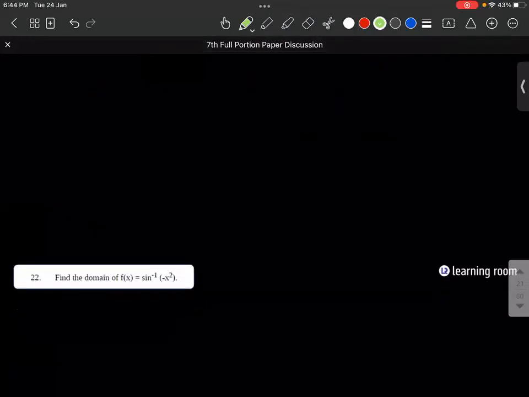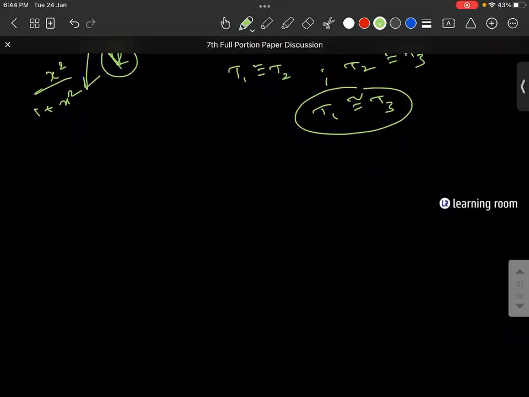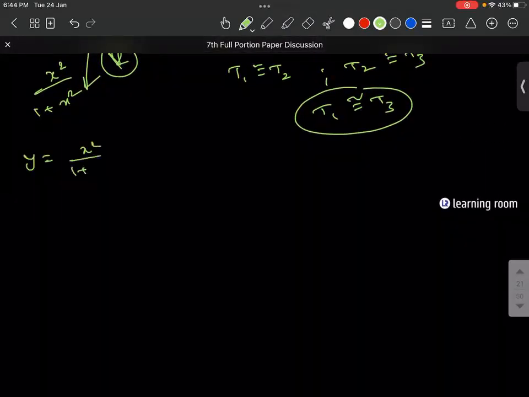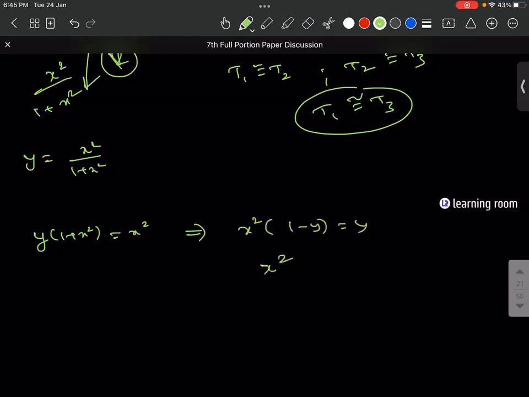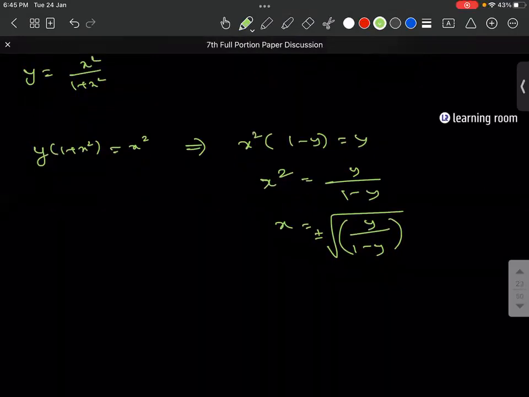So for range, what are we supposed to do? Write y is equal to x square divided by 1 plus x square. Rearrange and write x in terms of y. So y into 1 plus x square is equal to x square, which implies x square into 1 minus y is y. So x square is equal to y divided by 1 minus y. So x will be plus or minus the root of y divided by 1 minus y. So what is the domain of this? y belongs to every real number except 1.